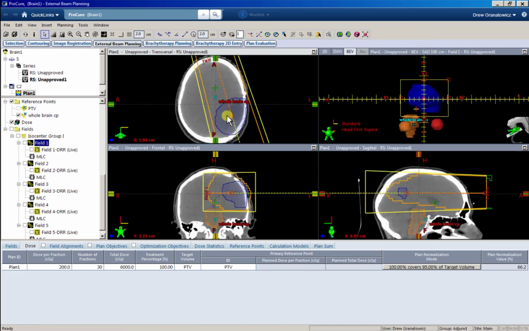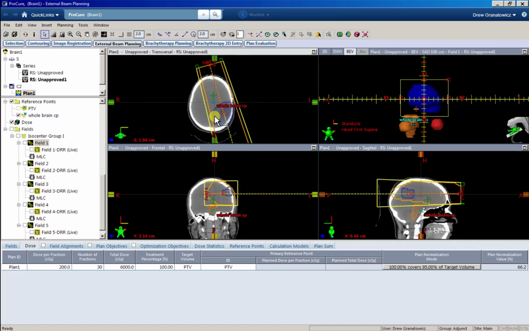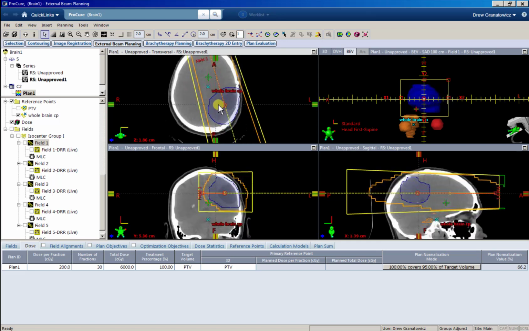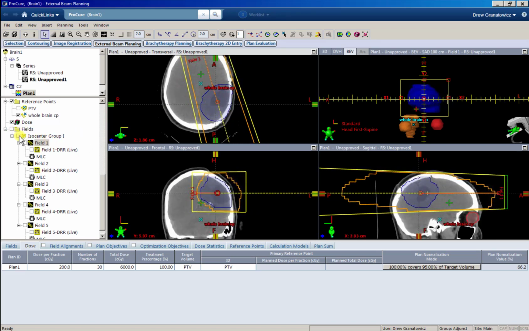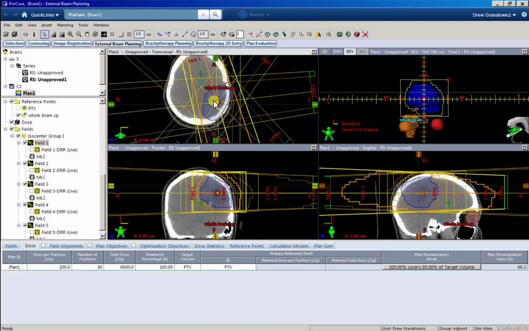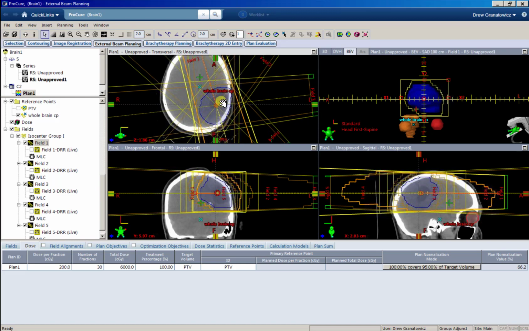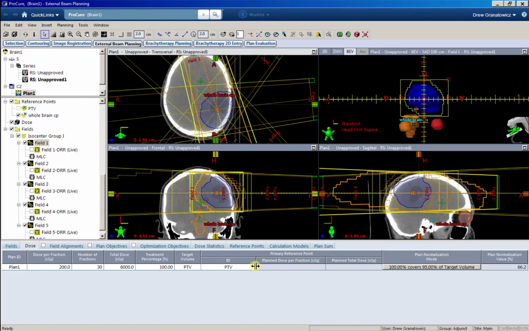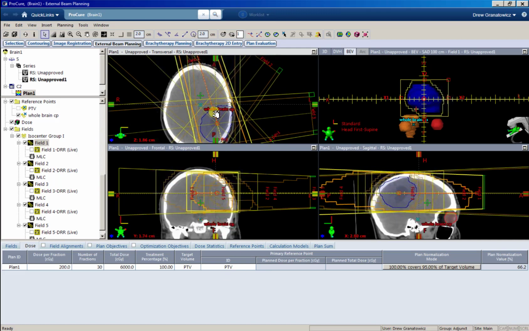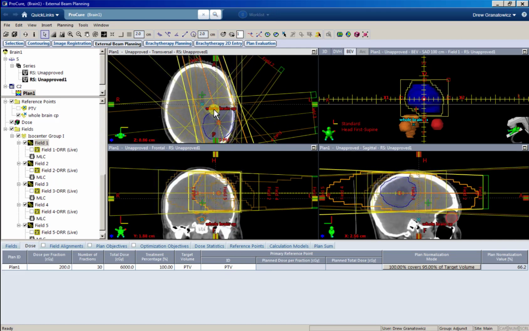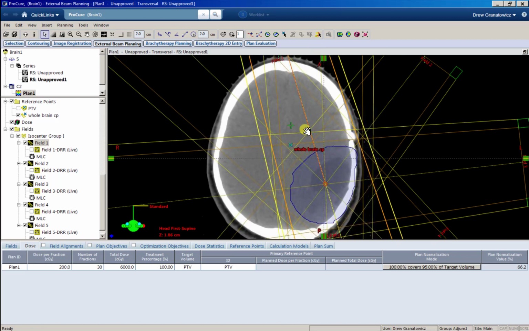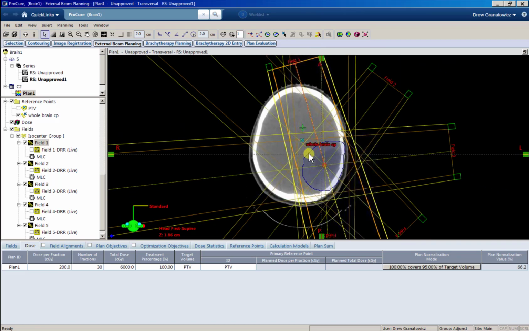All right, so how do you pick your angles? First of all, you can look at the shape of your PTV and choose some good coplanar angles, and then adjust your couch from there. So let's start with our coplanar angles. If I just blow up this axial slice, let's focus a little bit on these angles.